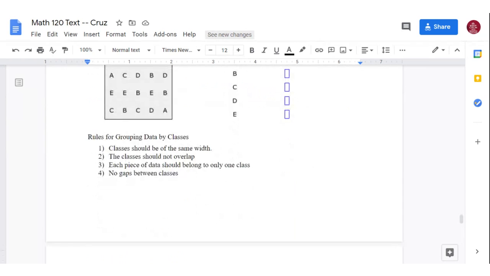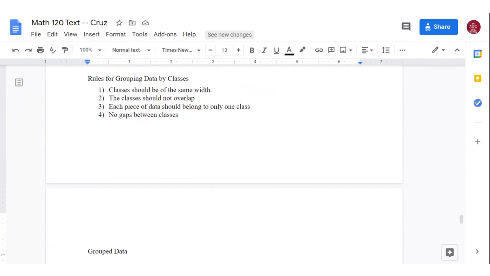But for what we call group data, you really have to create classes on your own. Usually the data is not going to fall into neat little cubby holes. You have to create the cubby holes.